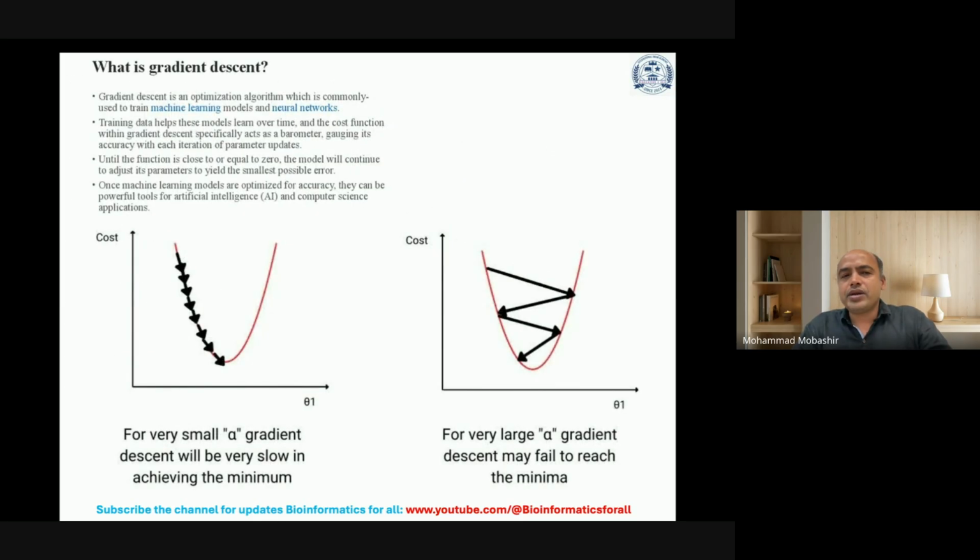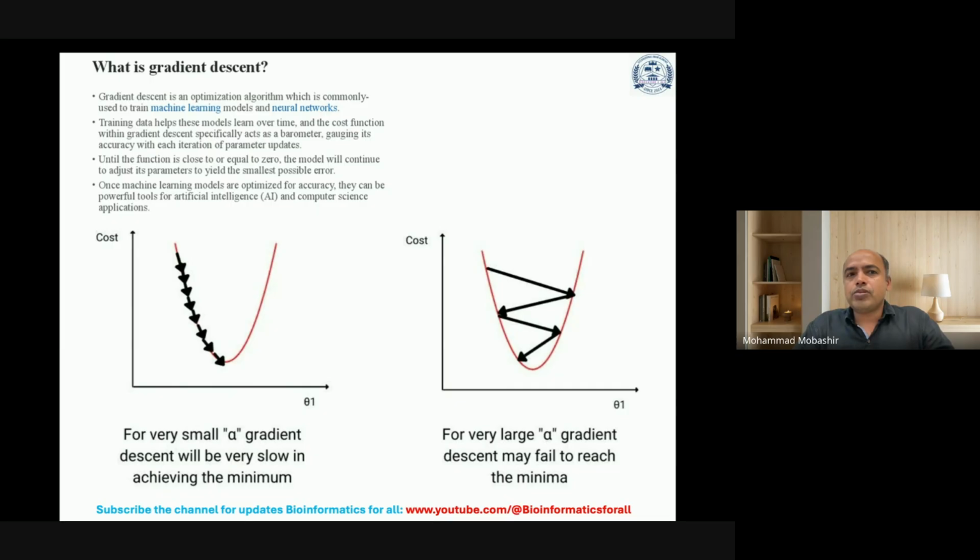Now, how the gradient descent functions could look, you can look at the costs. For a very small learning rate, gradient descent will be very slow in achieving the minimum. For a very large one, gradient descent may fail to reach the minima, as you can see in the right side figure. But for smaller values, it is achieving the minima. So gradient descent is an optimization algorithm commonly used for machine learning.